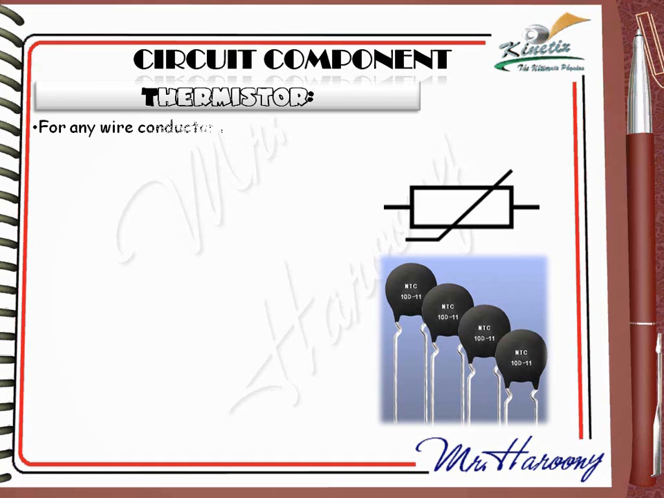For any wire conductor, if temperature increases, also its resistance will increase. In any normal metallic wire, the increase in temperature causes the increase in the vibration of the atoms, causing more resistance to the flow of electrons.